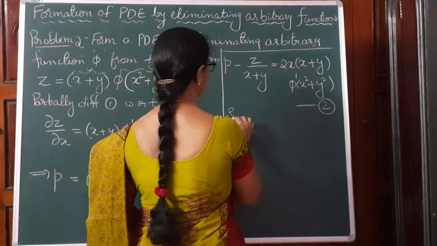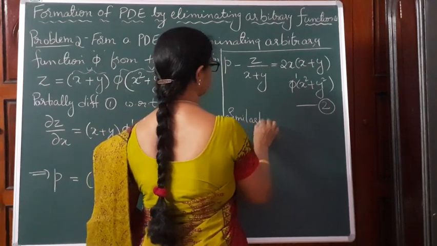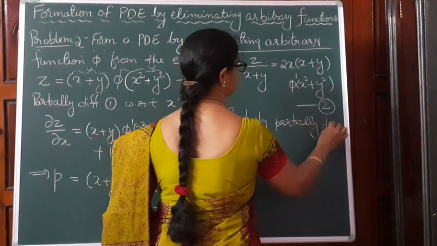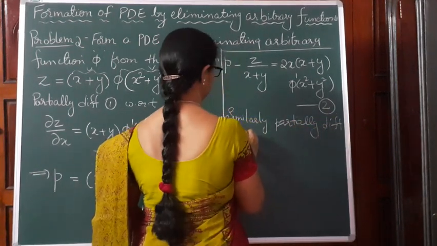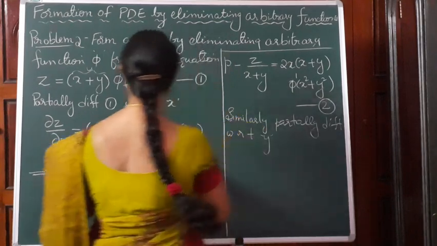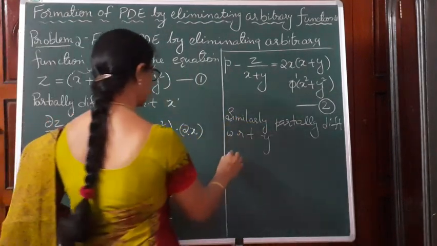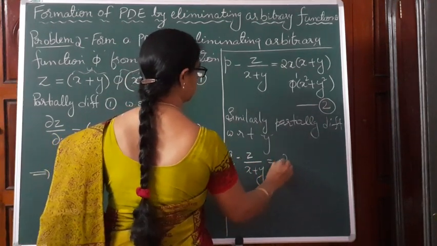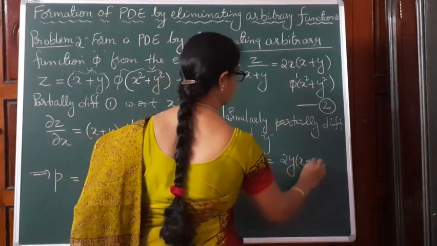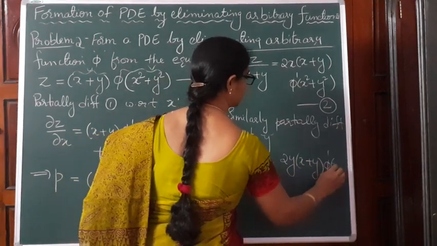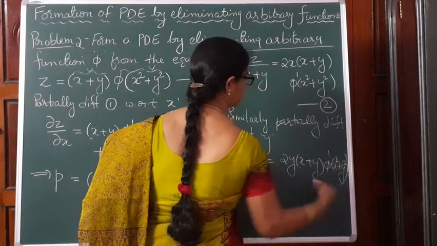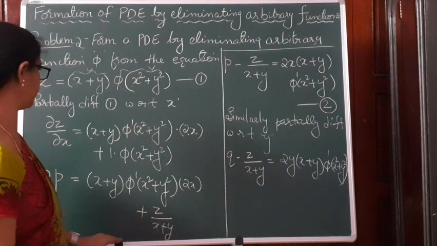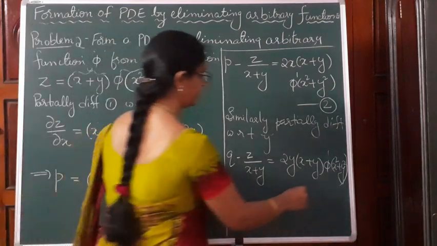Similarly, partially differentiating with respect to y and following the same steps, we get q minus z by x plus y is equal to 2y into x plus y into phi dash of x square plus y square. The only difference is that instead of 2x we get 2y, and the remaining is the same. So this is equation number 3.